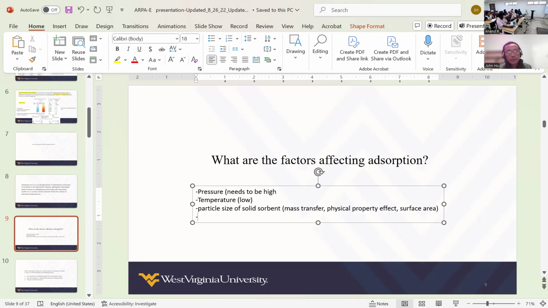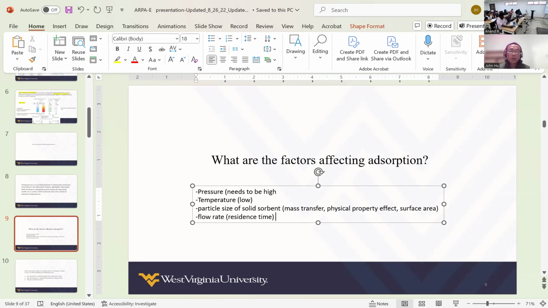Flow rate. Say it again. Flow rate. Thank you. Flow rate is important because that's basically residence time. If you flow too fast, ammonia doesn't have a chance to interact with the solid sorbent, so it will not adsorb. That's why, when you design this, there's a limitation on the flow rate. You can't flow very fast. If you flow very fast, nothing will adsorb.